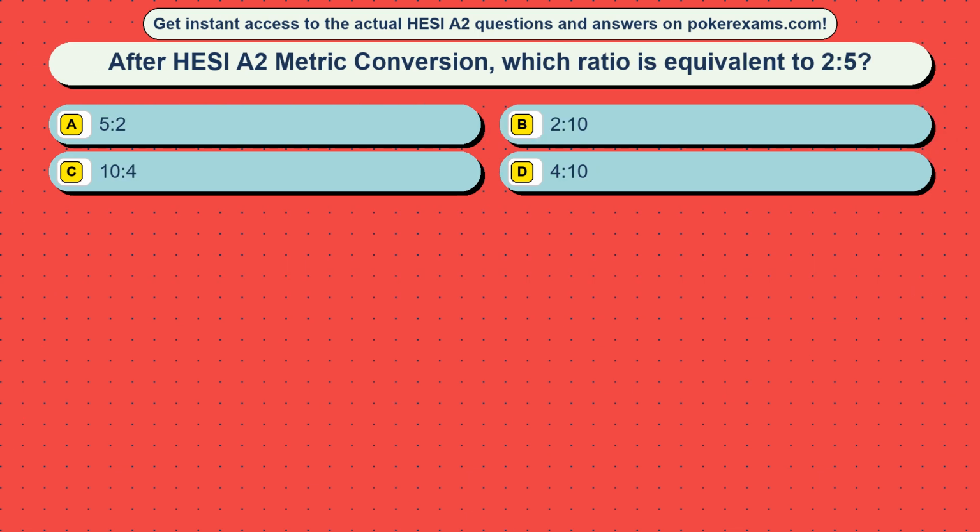Question 46. After HESI A2 metric conversion, which ratio is equivalent to 2:5? Option A, 5:2. Option B, 2:10. Option C, 10:4. Option D, 4:10.